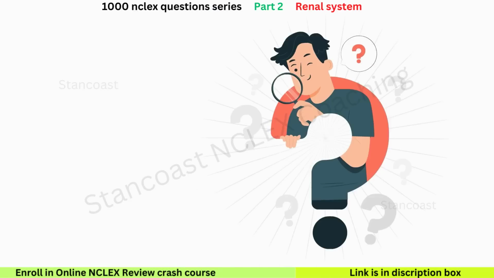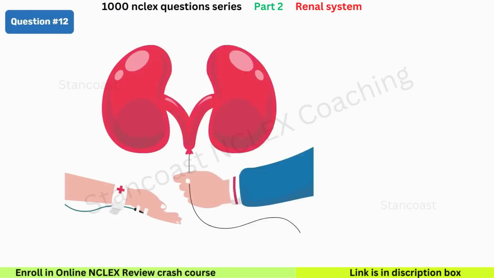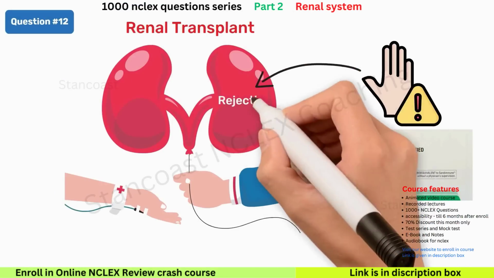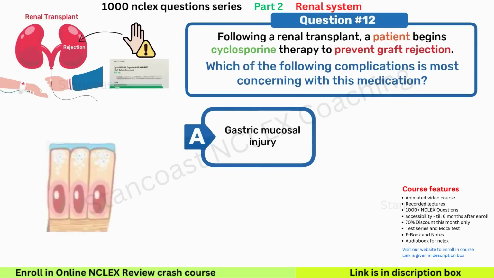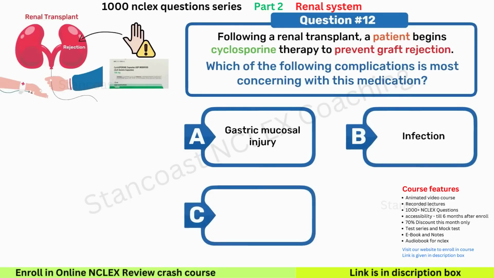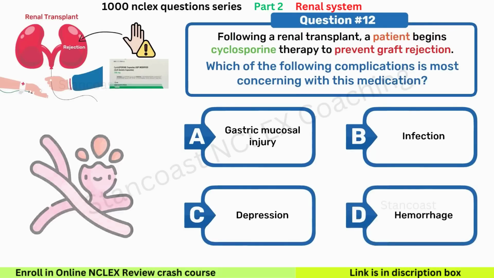Ready for the next question? Here's another NCLEX question and answer. Following a renal transplant, a patient begins cyclosporine therapy to prevent graft rejection. Which of the following complications is most concerning with this medication? A. Gastric mucosal injury. B. Infection. C. Depression. D. Hemorrhage. The correct answer is B.